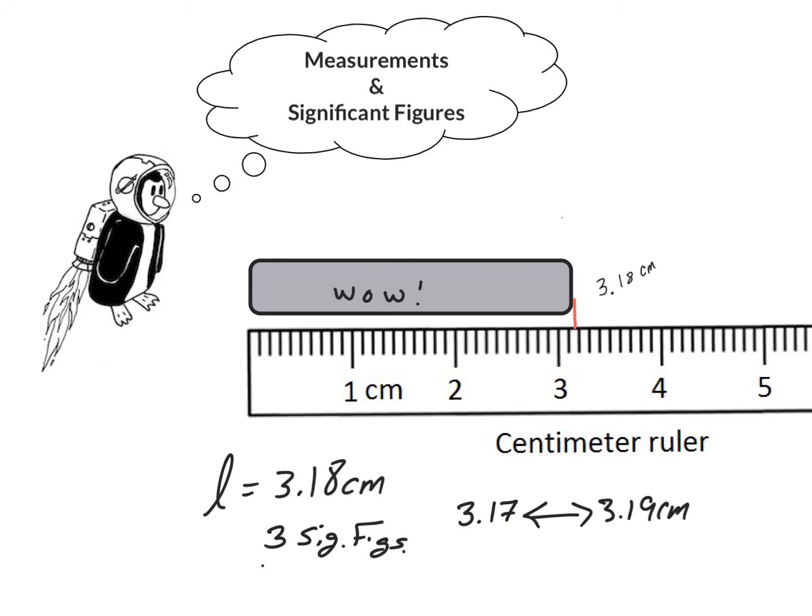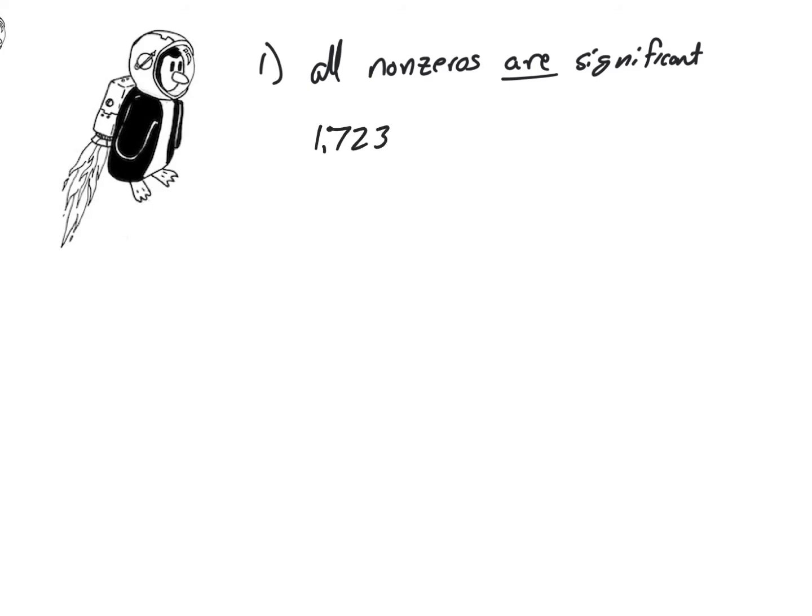Keep in mind where sig figs come from when we go into the details about how to make calculations with them. First, I'm going to go over some basic rules regarding significant figures. The first rule: all non-zero digits are significant. A measurement like 1,723 meters would have 4 sig figs.